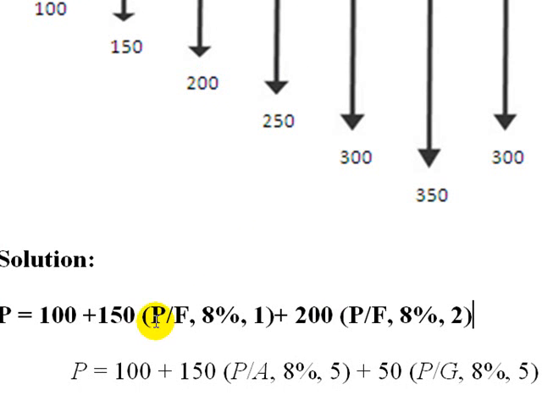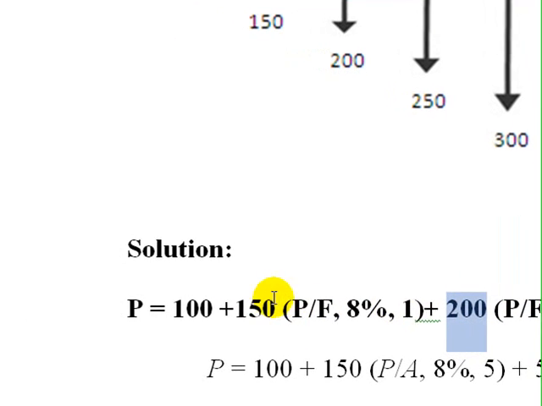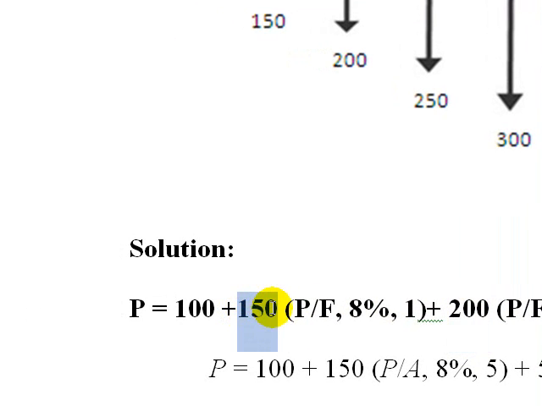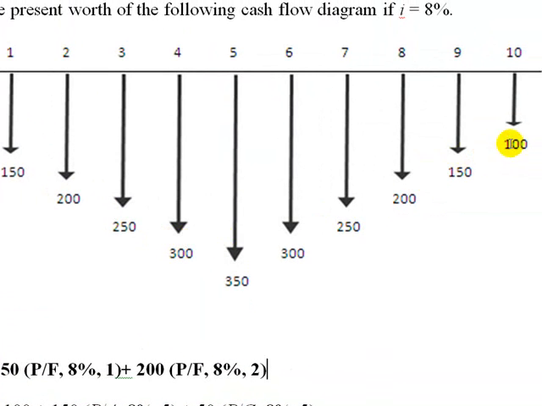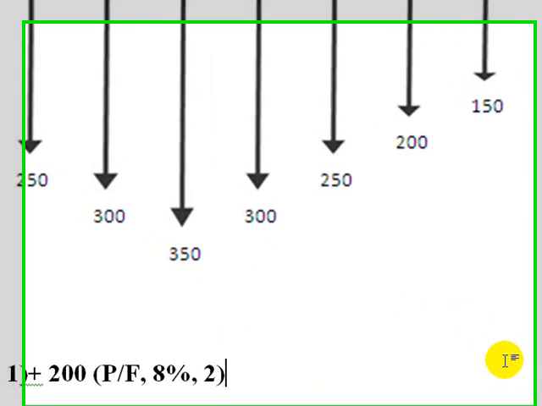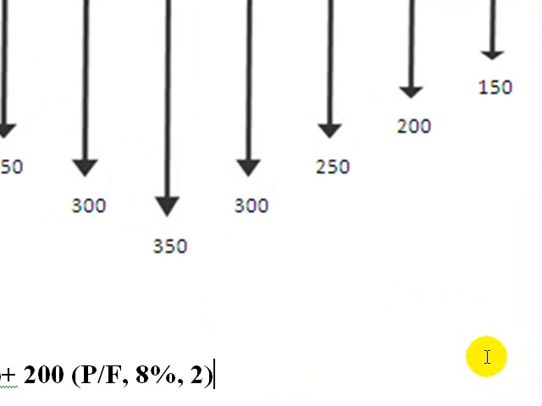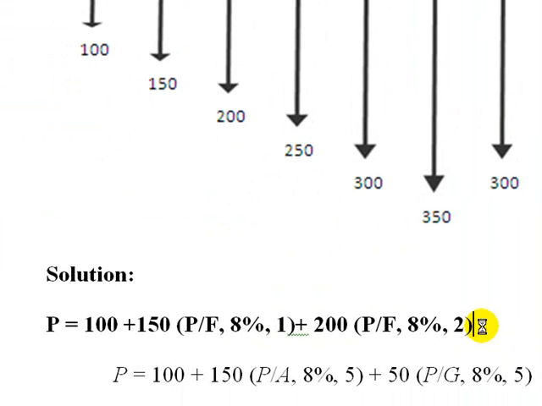So the P given F factor will be different for this amount, and the same factor will be different for this amount, because that $200 was at the end of the second year, and the first $150 was at the end of the first year. If you solve this, you will get the present worth of these 3 cash flows. We can do that for all of the cash flows, just keep going and complete the answer. That's one way of doing that.